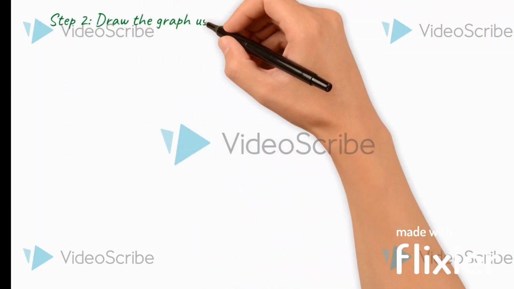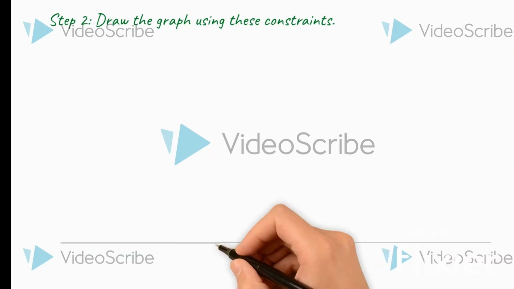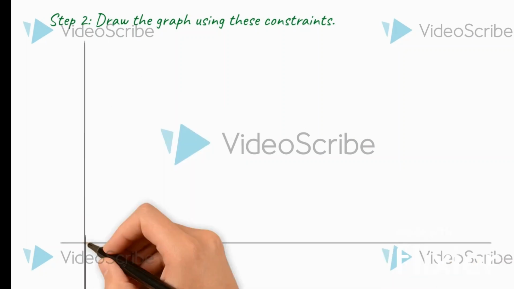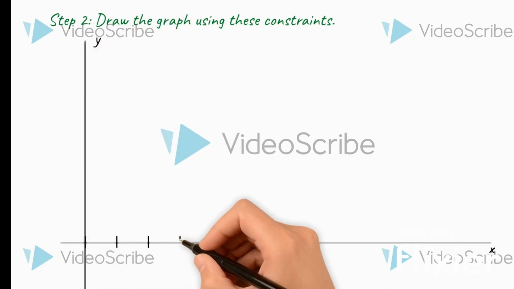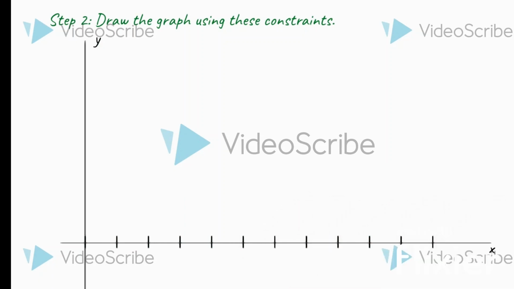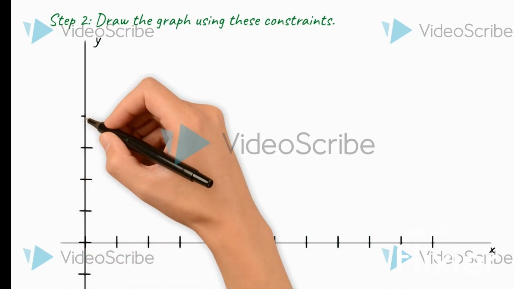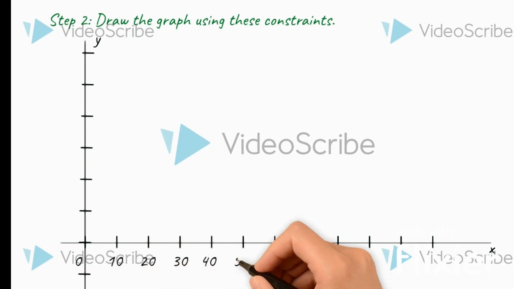So step 2, what we need to do is draw the graph using the constraints that we just discussed. Naturally, you follow the same steps that you usually use to draw a graph. You mark the x and y axis. If you're using a graph paper, you can use the existing lines as axes. Otherwise, you'll have to draw them. And you'll have to make equidistant markers on the x and y axis based on the scale we take.